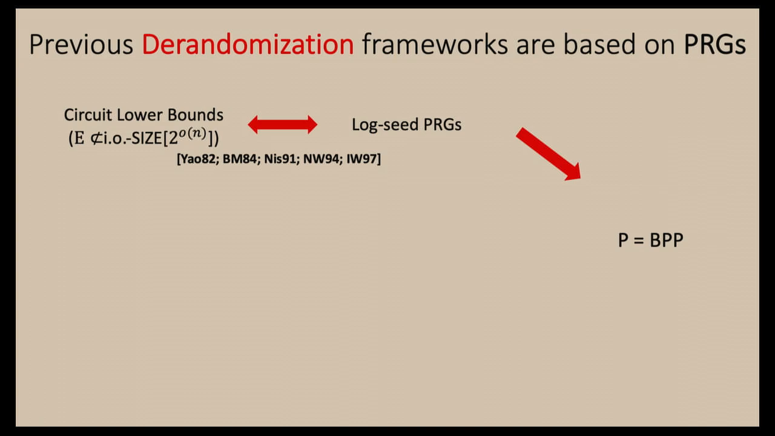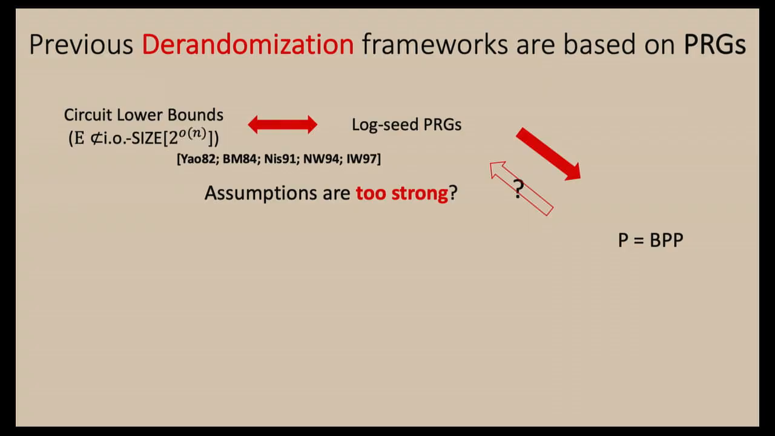Such PRGs are sufficient to derandomize our polynomial time randomized algorithms, but it's not clear whether they are necessary. So maybe circuit lower bound assumptions are too strong. It has been open for two decades whether circuit lower bounds against E are equivalent to PRGs.